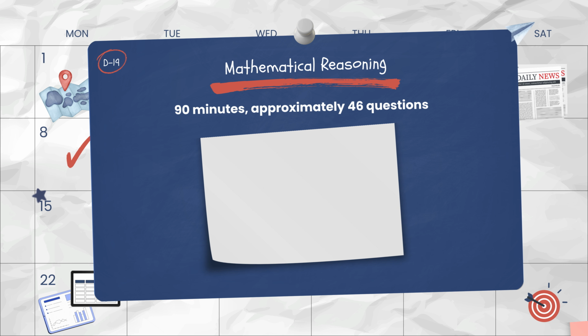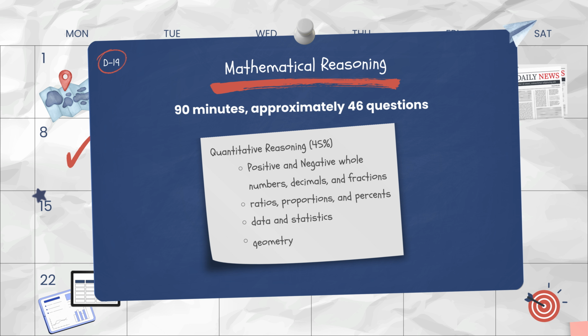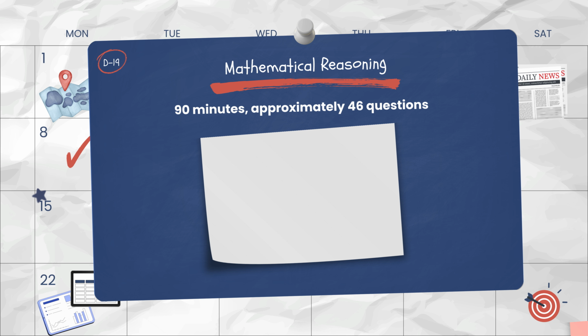So what's actually on the test? It's split into 2 main areas: quantitative problem solving and algebraic reasoning. Quantitative covers things like fractions, decimals, percentages, ratios, measurement, and geometry. Skills you use every day, whether you're budgeting groceries, comparing prices, or figuring out square footage.